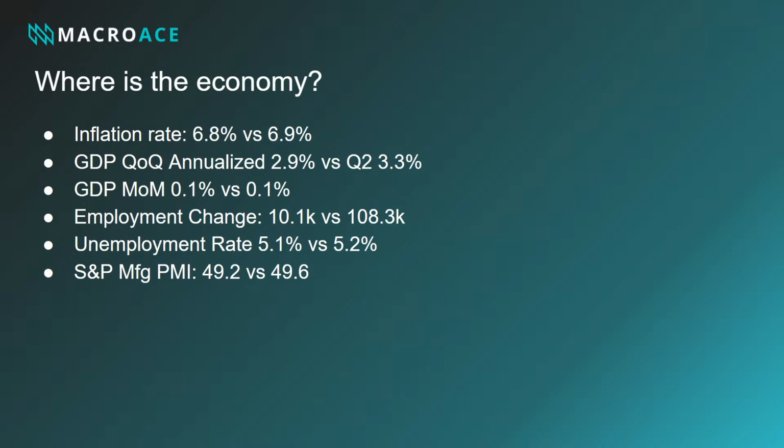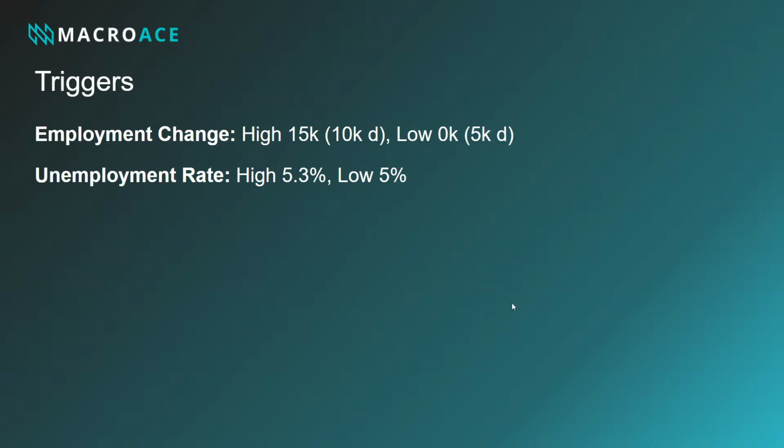So there's been a lot of whipsawing with Canada's employment change data recently, and for quite a while actually in the past. The unemployment rate at 5.1% ticked down from 5.2% in the past. And the S&P manufacturing PMI was at 49.2 versus 49.6. As the highs and lows, the triggers then for the economic release: economists are looking at a high estimate of 15k with a 10k deviation, and on the low end looking at 0k with a 5k deviation. The unemployment rate also expected with a high estimate of 5.3% with a low of 5%.